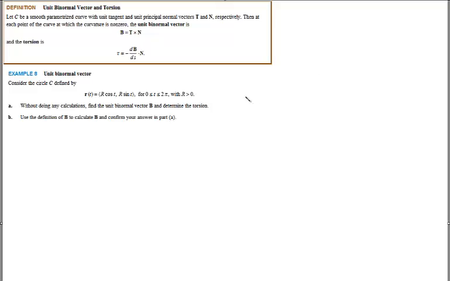So without doing any calculations, if I were to find the unit binormal vector, this would be 0, because the circle itself lies only in the xy plane, all those points are in the circle, and both the tangential and normal vectors are in the xy plane. So anything in the cross product of a tangential and normal vector would be equal to 0. Next, we're going to verify by doing these cross products that we get 0 for a cross product.